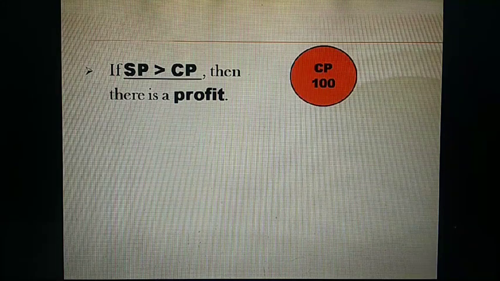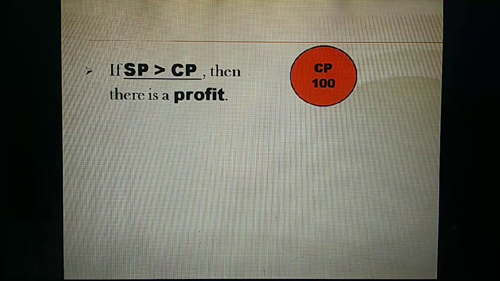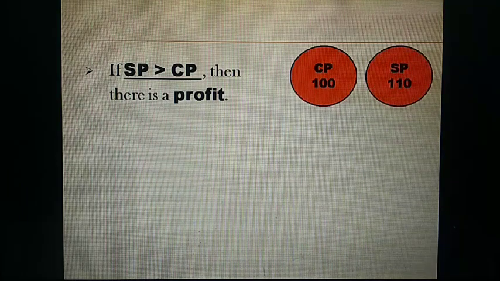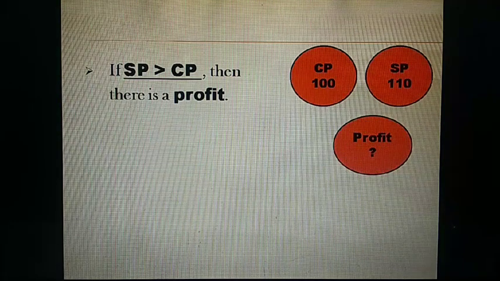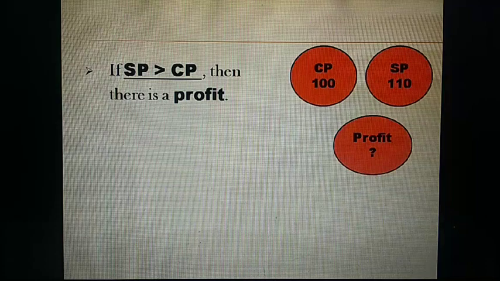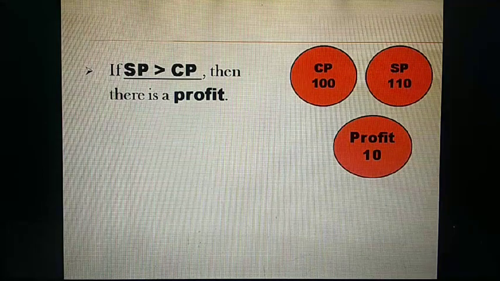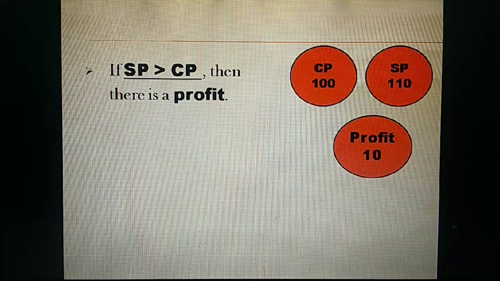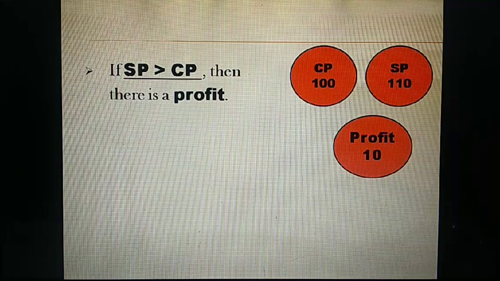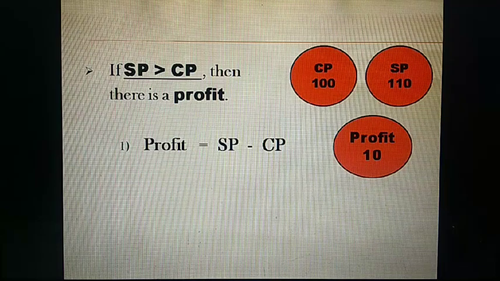Let's say the price at which an article is bought is 100 rupees and it is sold at 110 rupees. What is the profit here? Yes, it is rupees 10. How will you find it? By subtracting CP from SP. So the formula to find out the profit is SP minus CP.